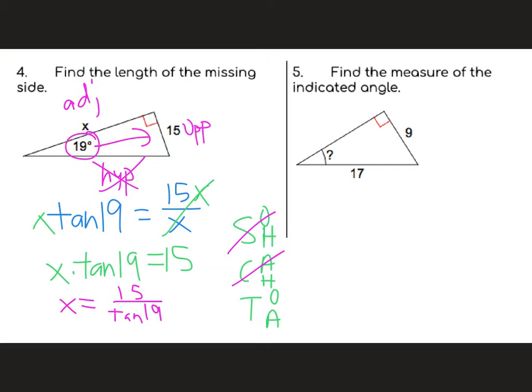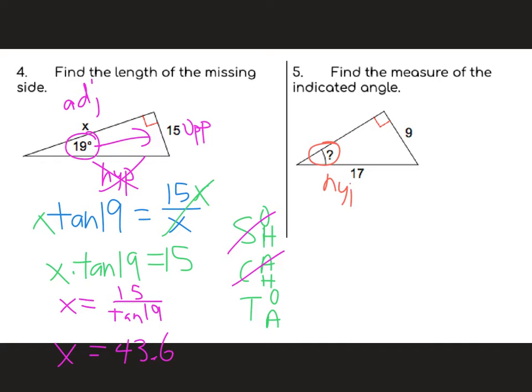And let's go ahead and do that in my calculator. 15 divided by the tangent of 19. And I get x is 43.6.